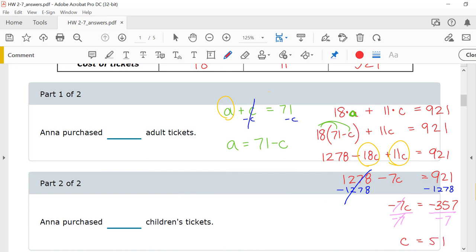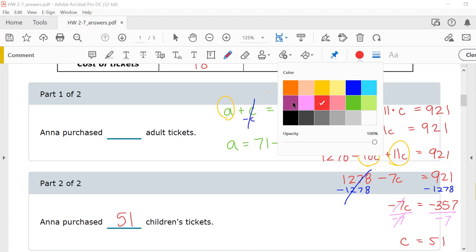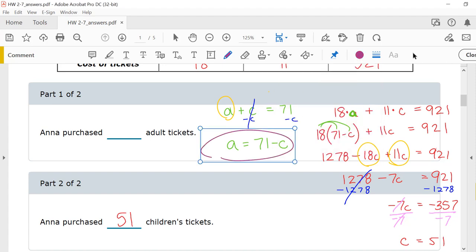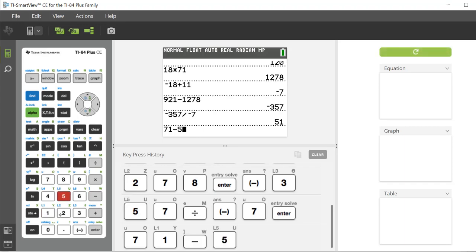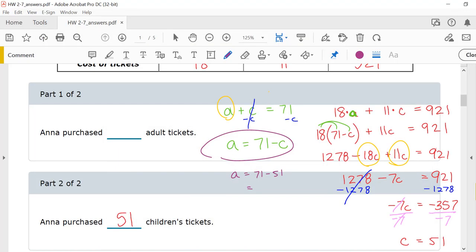C equals 51. What did I just learn? I learned that Anna purchased 51 children's tickets. Now how do I get the number of adult tickets? Back up here, the number of adult tickets was 71 minus C, which was 51. 71 minus 51 is 20. So she purchased 20 adult tickets.